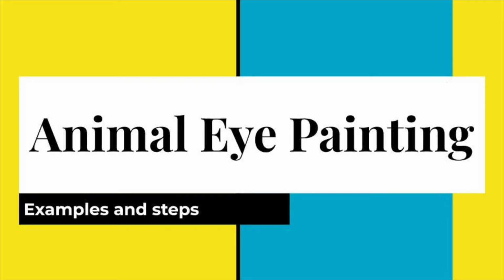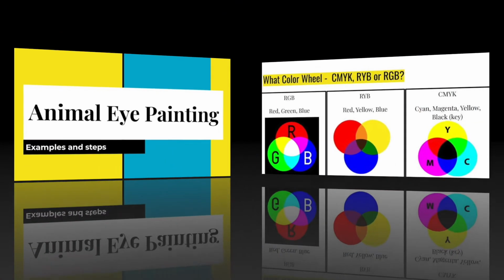Hello students! Our next project is going to be an animal eye painting. During this presentation, I'm going to show you different types of color wheels, how to read a color wheel, and a painting process called underpainting, which is what we're going to use to complete this project. It's basically where you layer paint on top of each other. And we're also going to look at some different examples.